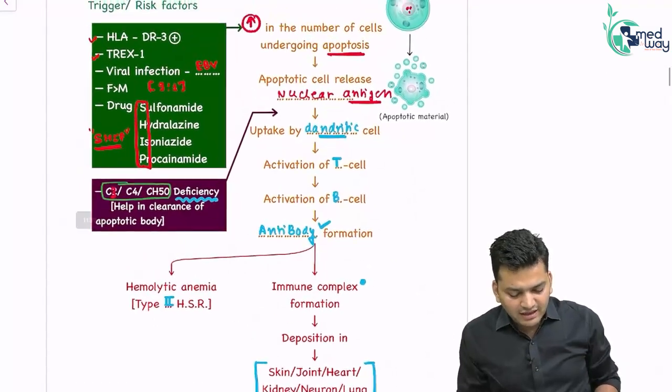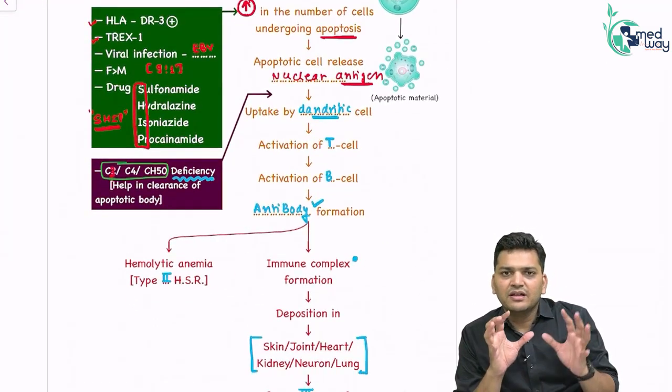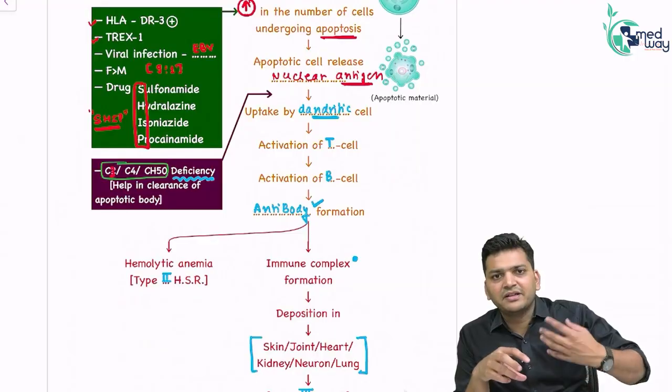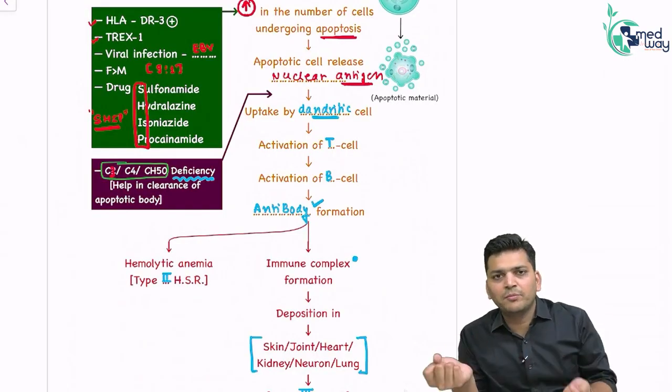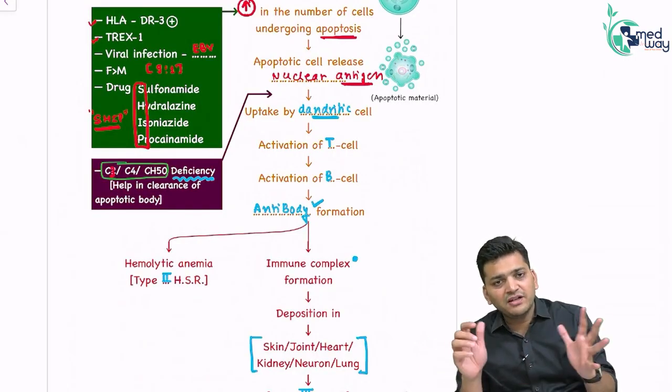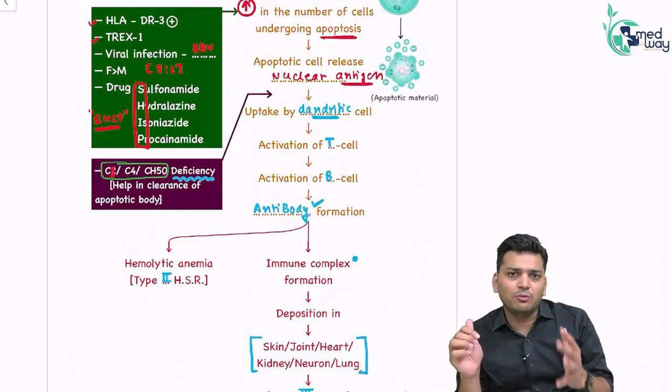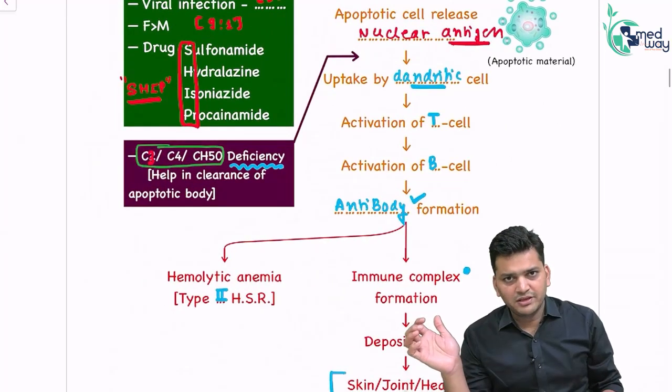If I just summarize what has happened in the pathogenesis, there are certain factors that increase apoptosis. The more apoptotic material is coming out, plus on top of that, the clearance of that apoptotic material is not happening because the complements are not there.